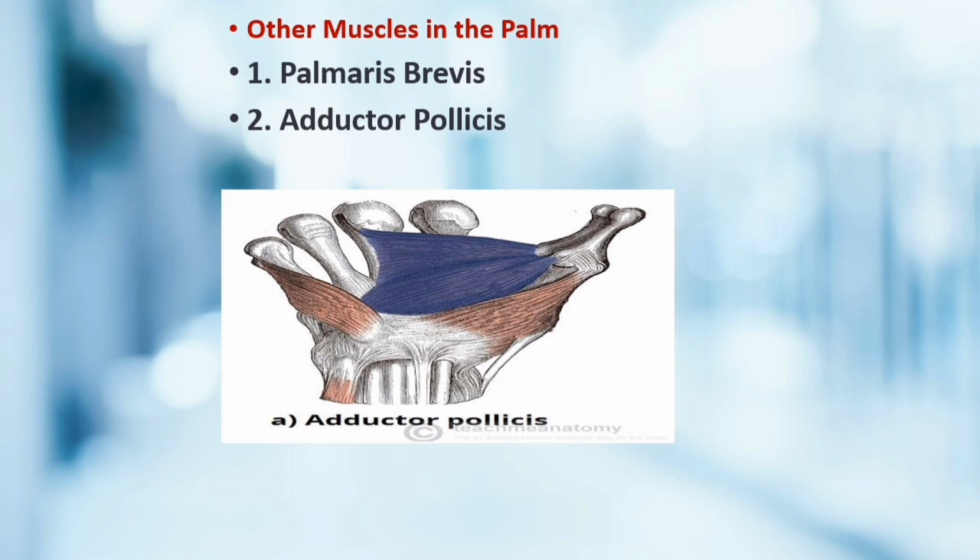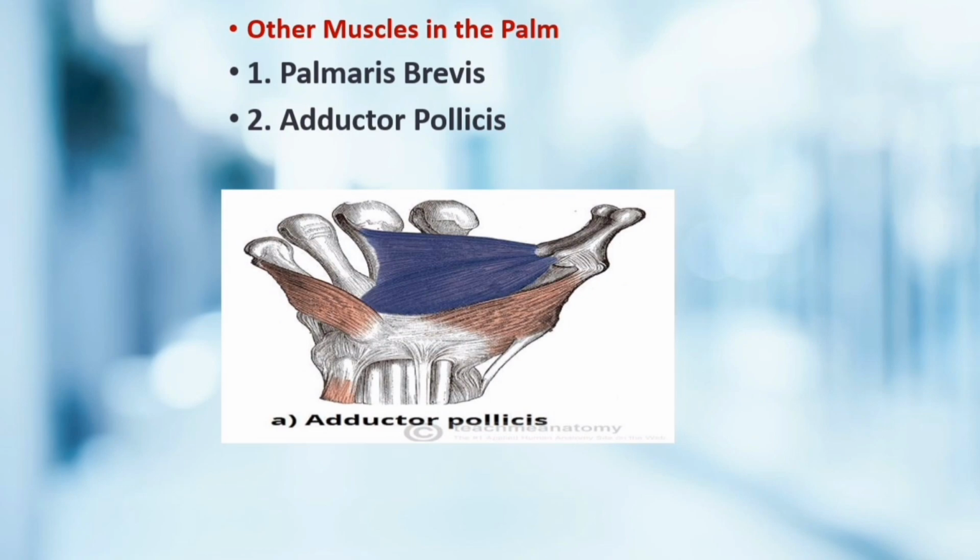Adductor pollicis. The adductor pollicis is a large triangular muscle with 2 heads. The radial artery passes anteriorly through the space between the 2 heads, forming the deep palmar arch. Attachments. One head originates from metacarpal 3. The other head originates from the capitate and adjacent areas of metacarpals 2 and 3. Both attach into the base of the proximal phalanx of the thumb. Actions. Adductor of the thumb.